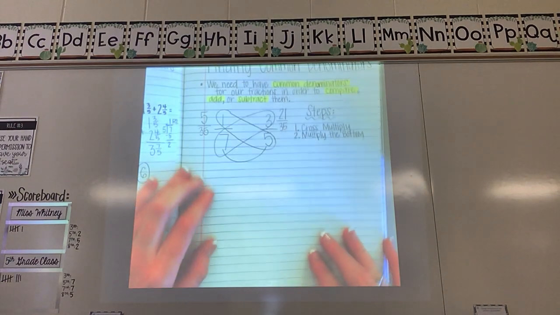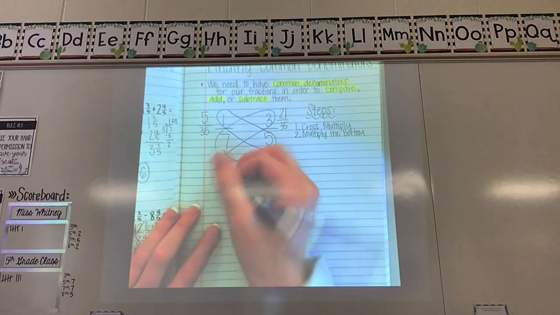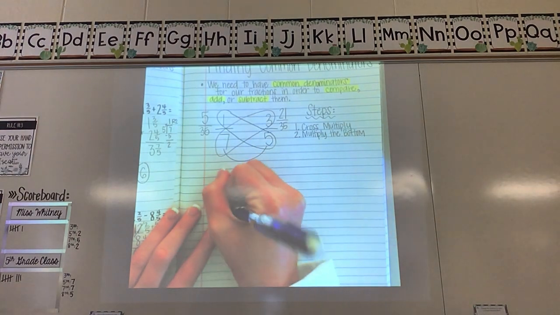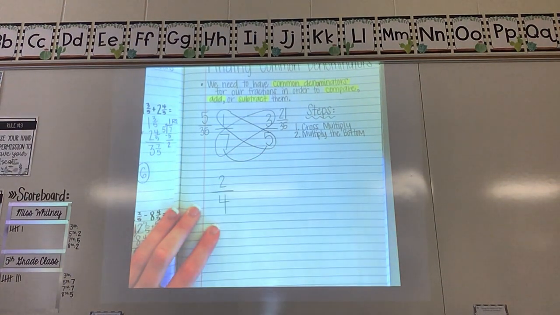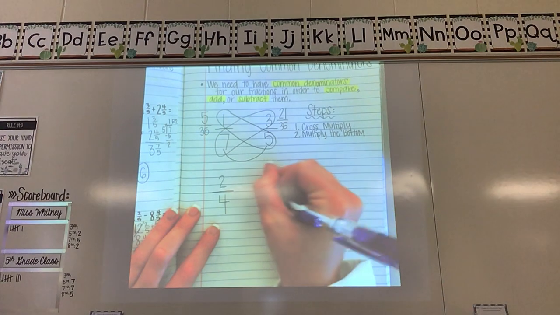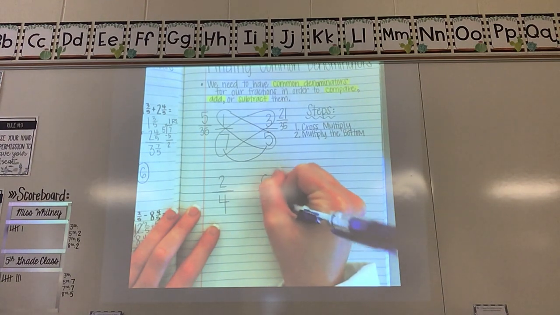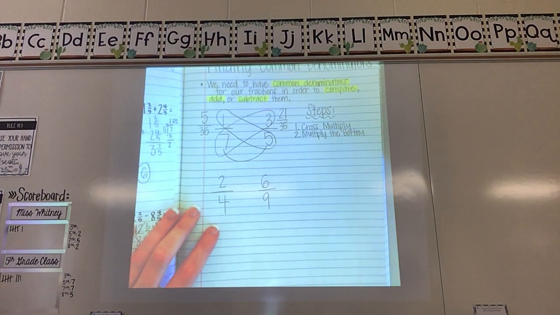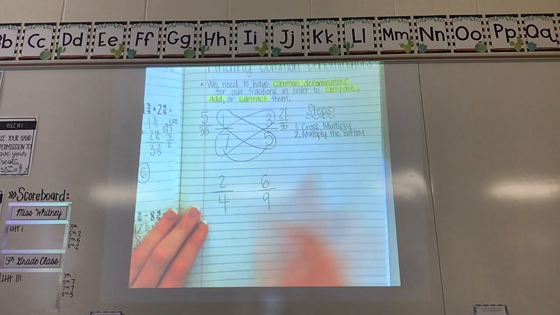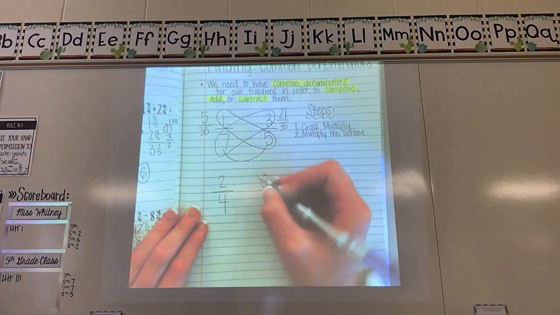Let's try another one of those. I'm going to give the fraction 2/4. And then I'll give the other fraction 6/9. Following my steps, I want to make these have common denominators because I notice right away these two numbers are not the same. So first I need to cross multiply.